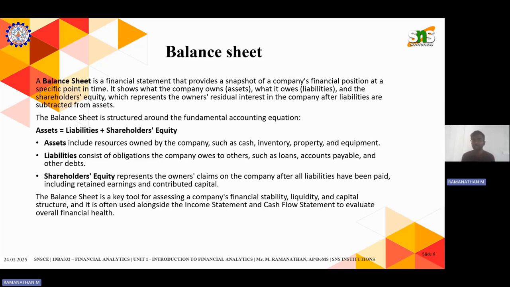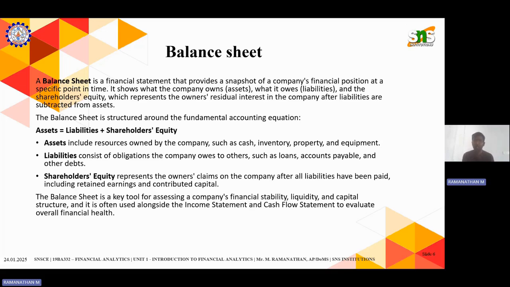Liabilities are long-term obligations a company owes to others: loans, accounts payable, other debts. These are the liabilities. Shareholders' equity represents the owner's claim on the company after all liabilities are paid. Once all the liabilities are paid, what is the owner's claim? Owner's claim means how much the owner is able to get out of it, or we can call it retained earnings or the contribution spent for capital. That is what we call shareholder equity. Fine, so these are the things.